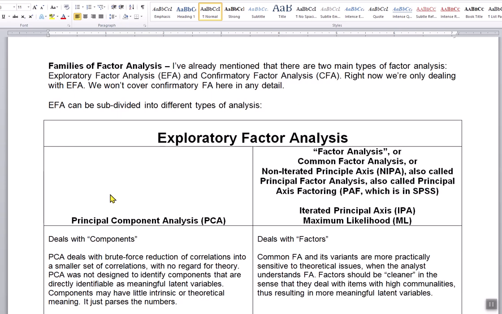Here I want to talk about the 2 different families of factor analysis. Actually, if we back up a little bit more, we also have exploratory and confirmatory factor analysis. Confirmatory factor analysis I'm not going to cover here. I'm only talking about exploratory factor analysis, or EFA. But there are 2 different families of exploratory factor analysis, so we can divide this down these 2 pathways. And we see that we have lots of options in front of us.